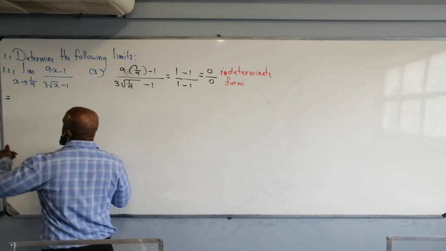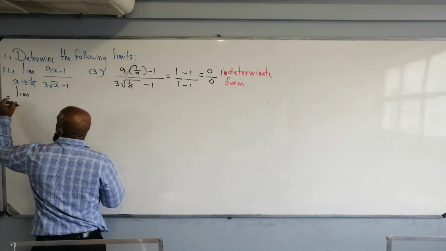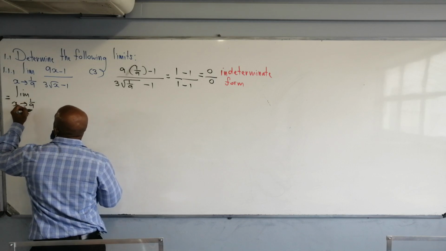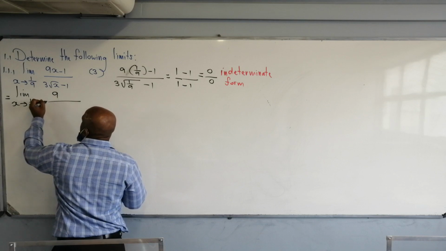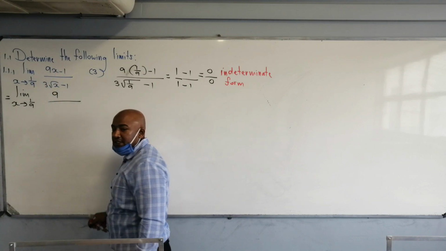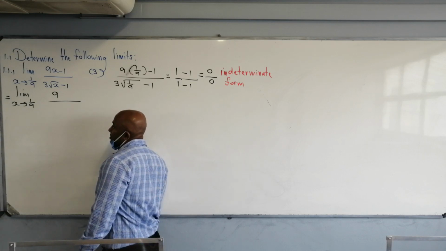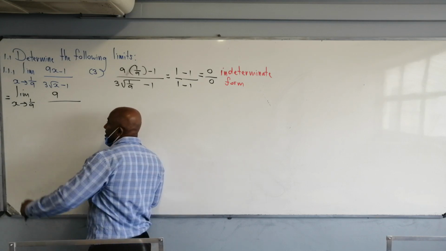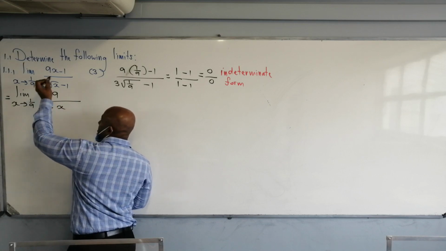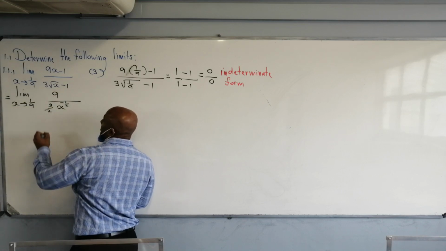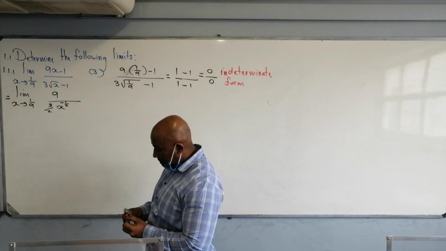Okay. And then resubstitute. So this is equal to the limit as x approaches 1 over 9. Differentiate the numerator, that's going to be 9. Differentiate minus 1, which is 0. Differentiate 3 times the square root of x. So 3 times half is going to be 3 over 2. x to the half minus 1 will be x to the minus half. Differentiate minus 1, 0.